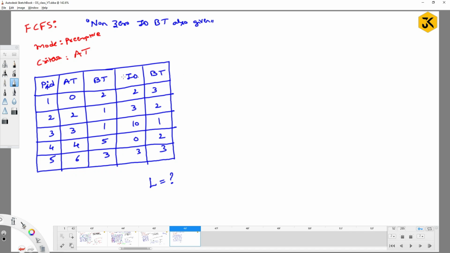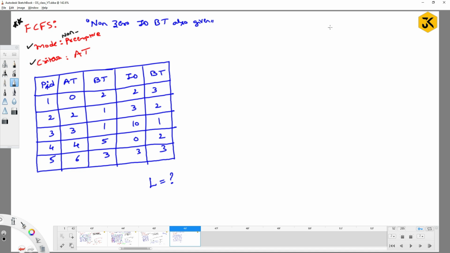Hi everyone, welcome back. Let's see another variation of FCFS algorithm. The mode will be non-preemptive mode and the arrival time is the criteria.